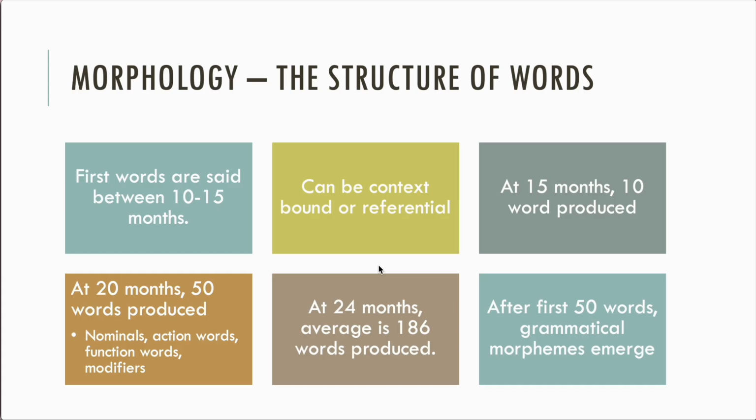Now the average word range for 24 months seems to vary drastically. The average number of words produced is about 186 words. However, children around 24 months of age can produce as little as 28 words and as much as 436 words. After the first 50 words are produced, children start to put together grammatical morphemes. After about 100 words are produced, we can see growth in verbs and adjectives.